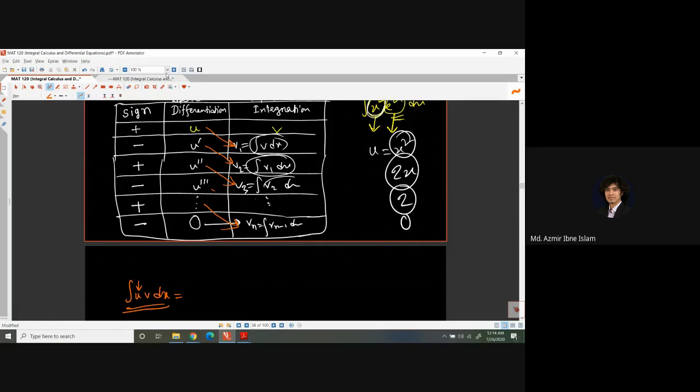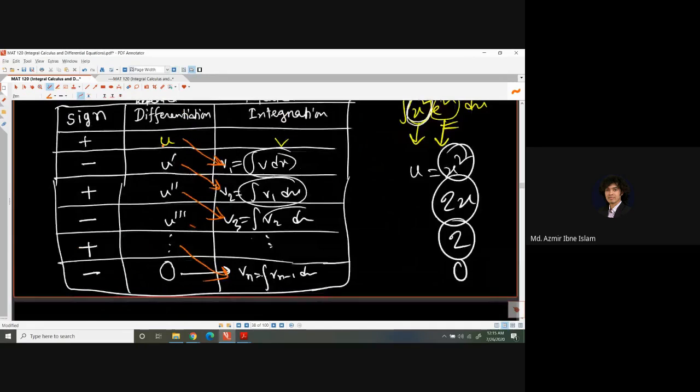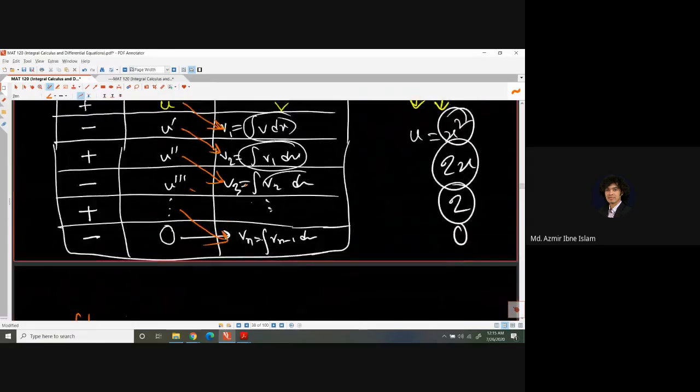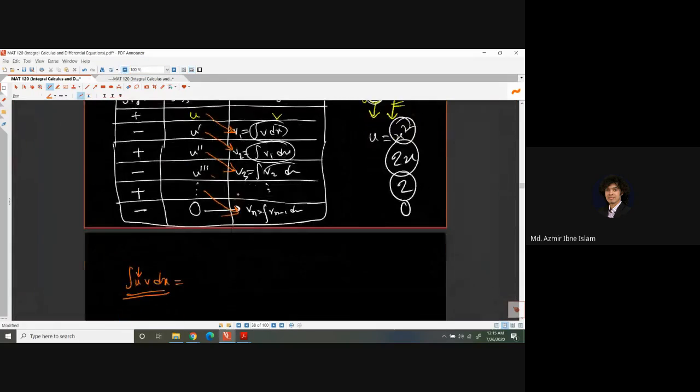What I am trying to say is, the multiplication of u times v, these two will correspond. u prime and v2 will correspond. u double prime and v3 will correspond. And this process will go on. So how can we write the result of this integral? It will be u v1 at first, then u prime v2, then u double prime v3, and this process will go on.